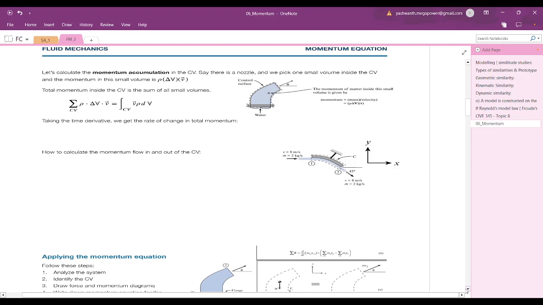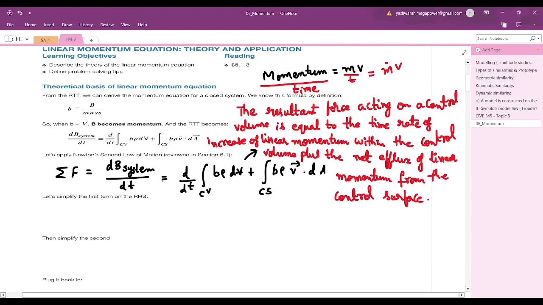So taking the time derivative, we get the rate of change in total momentum. With the questions, we can understand this very clearly rather than with theory. So here you need to understand and remember this fundamental statement, this fundamental form. This fundamental form only we are going to simplify. Nothing more than that.